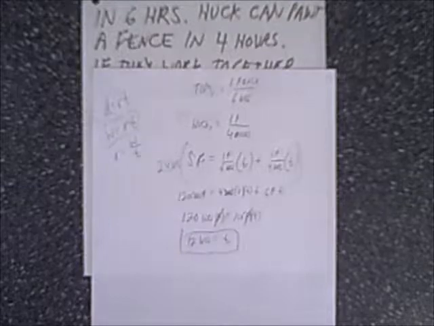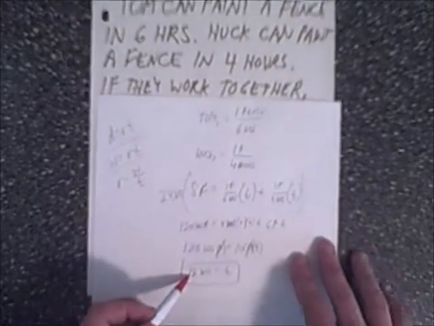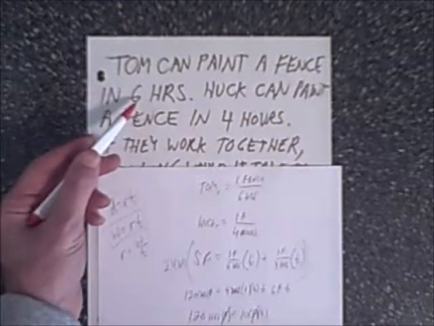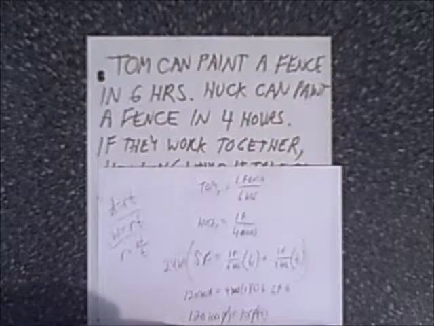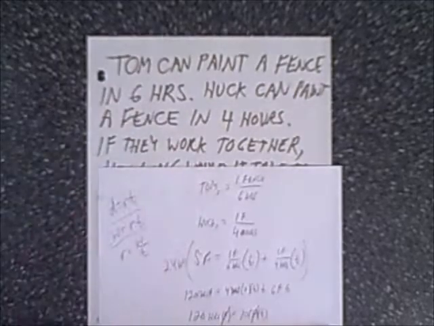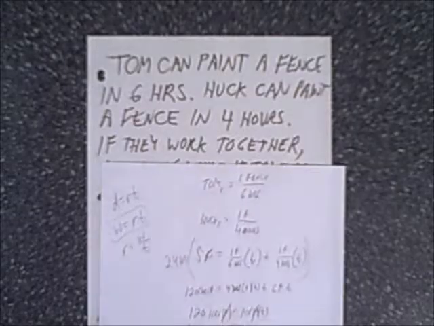Okay, now let's check our work. If they work for 12 hours, Tom is going to paint 2 fences because he can do 1 every 6 hours, so that's 2. And if they work for 12 hours, Huck is going to get 3 done because he can do a fence every 4 hours. So that's correct.